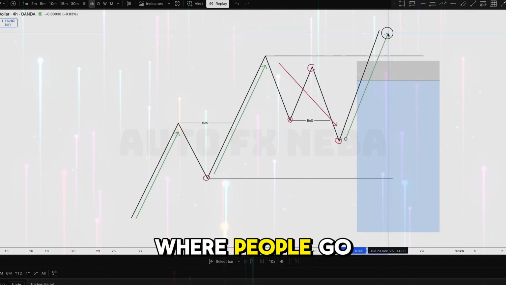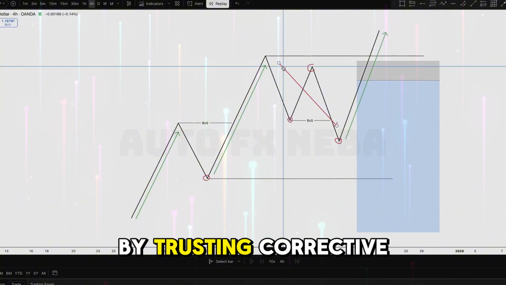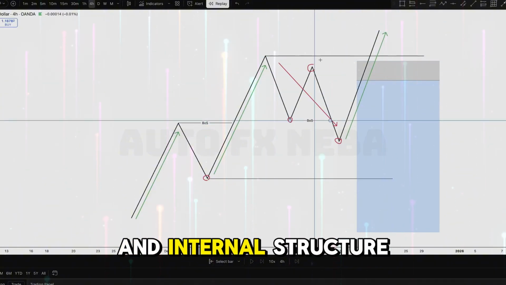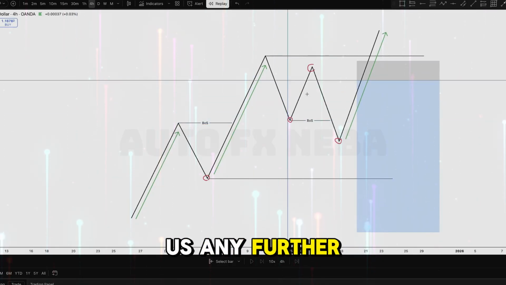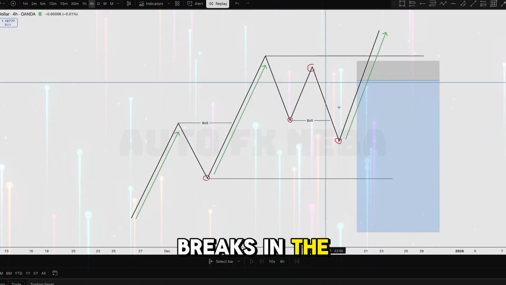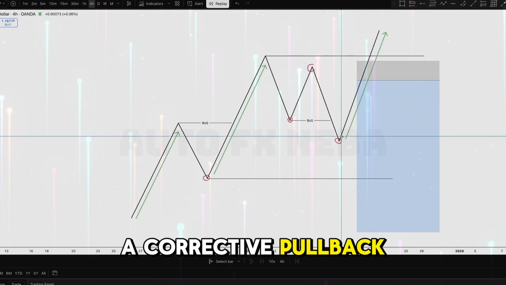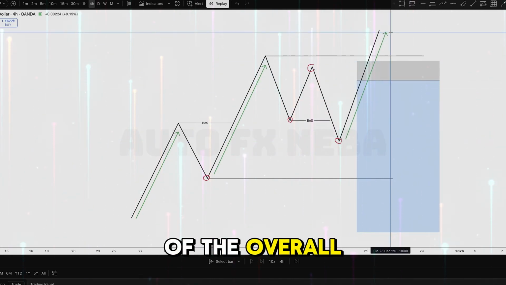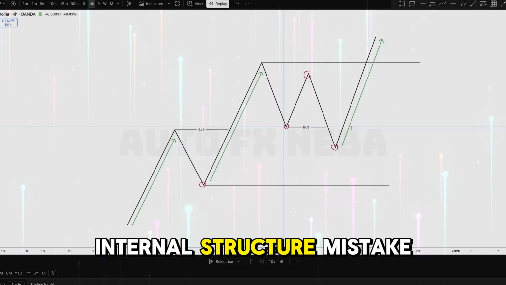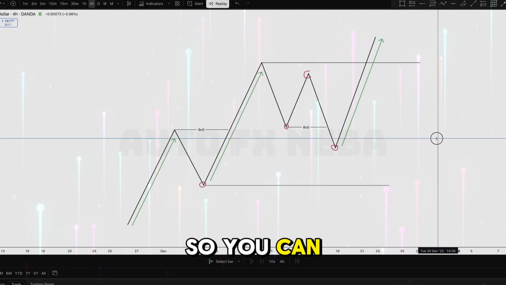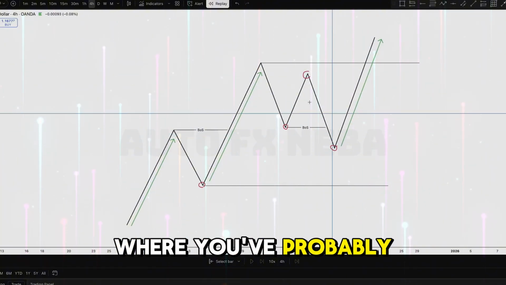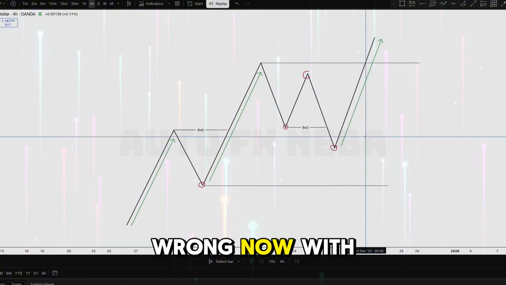So this is where people go so wrong with structure, by trusting corrective movements and internal structure movements as true price structure. Realistically, it doesn't give us any further information as to breaks in the trend. It is simply a corrective pullback before a continuation of the overall impulsive direction. So that is an internal structure mistake that people mess up with a lot. Let's go look at this on a real chart so you can see pretty much exactly where you've probably gone wrong in the past or are going wrong now with this mistake.